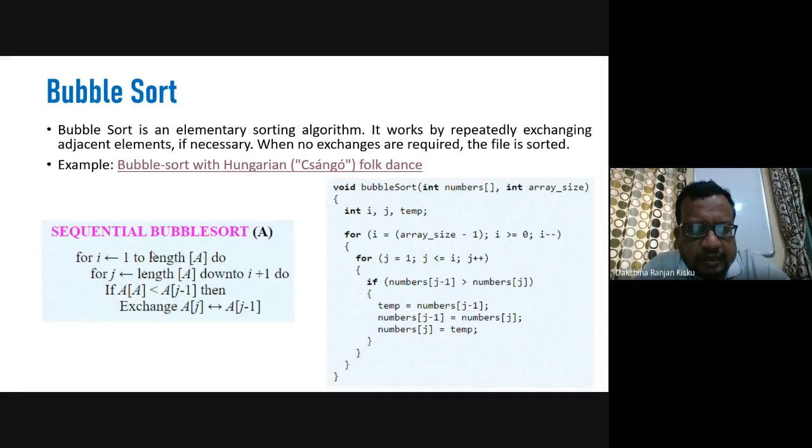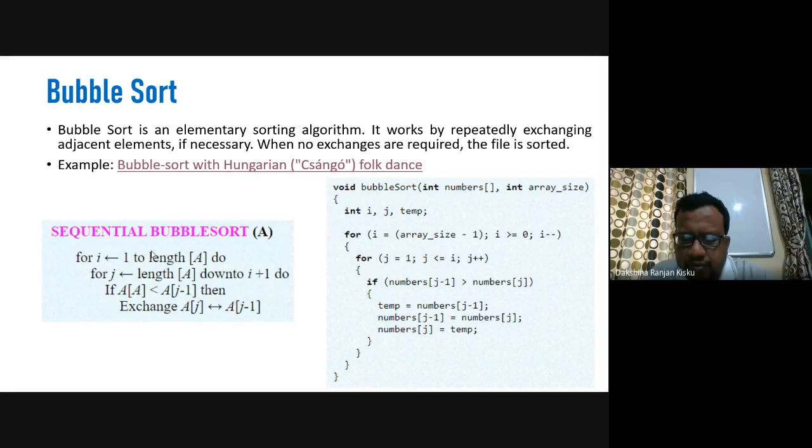Hope you understood the underlying idea of bubble sort. So now we will look into the implementation of bubble sort, where we can see that two for loops are used. The first for loop is used to get the array size. At the first position, we will go from n minus 1 to 0. That means I will start from array size minus 1, and as long as I is greater than or equal to 0, we will continue this loop.